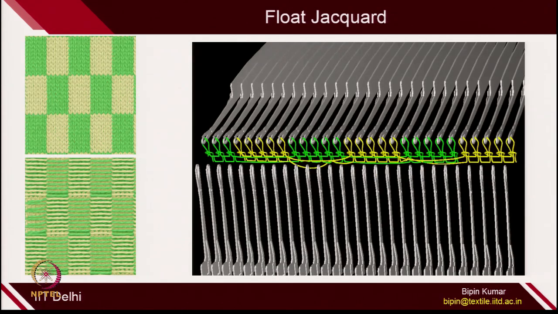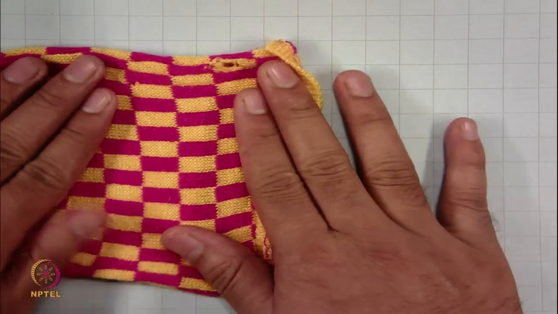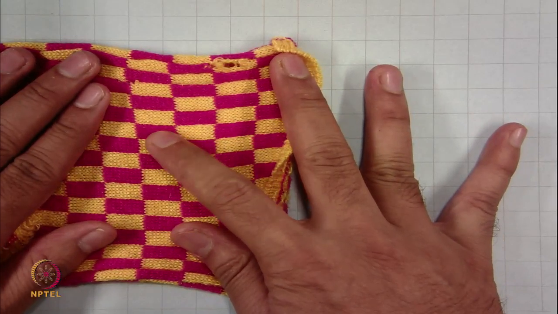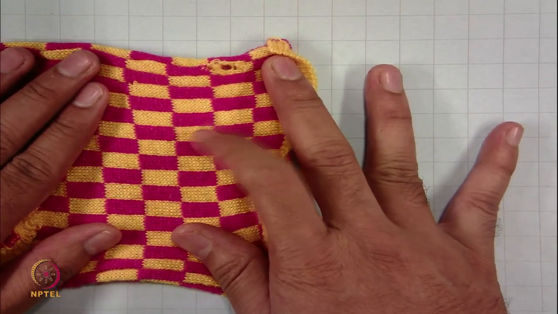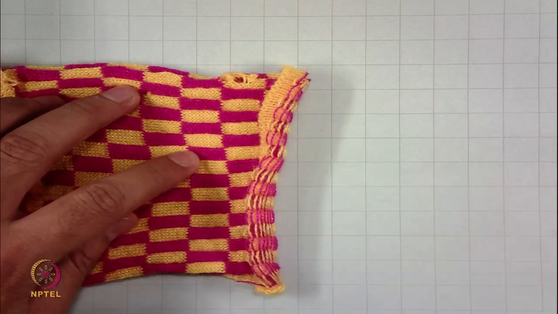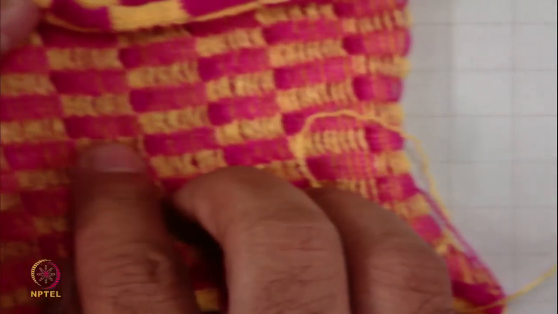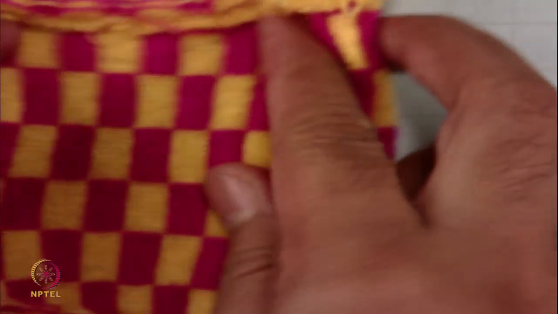Now let us move to the second type of jacquard, which is float jacquard. Let me show you the fabric first. So this is your float jacquard, again yellow and red is there, and whenever there is a red, on the back side actually yellow floats are floating. So on the back side actually floats are floating. Let me show you once more.